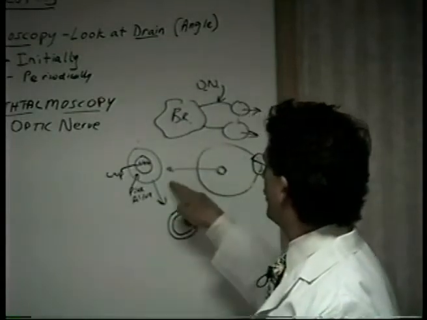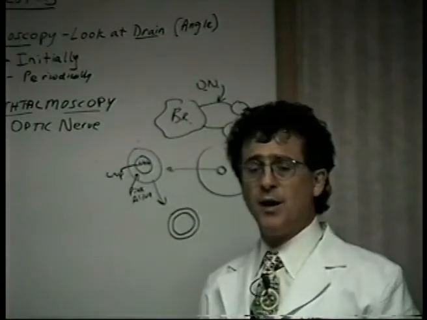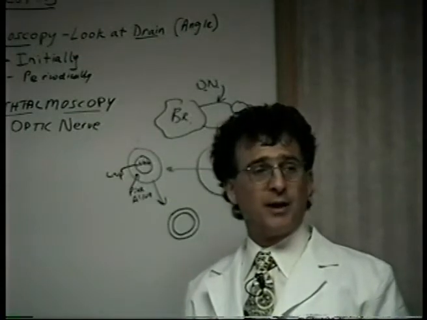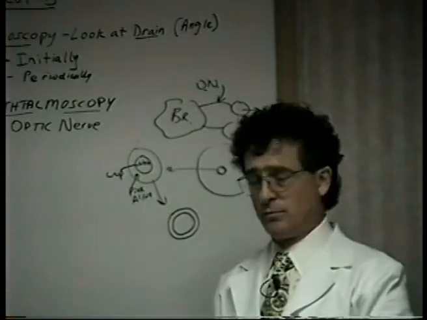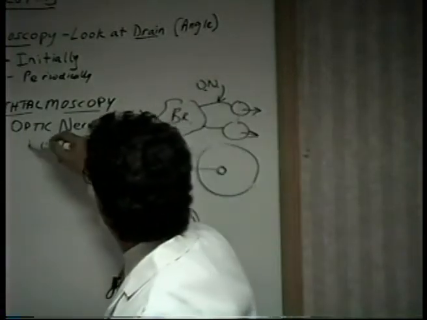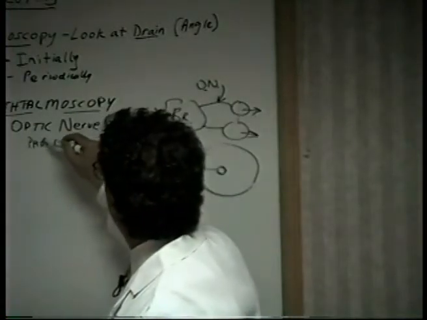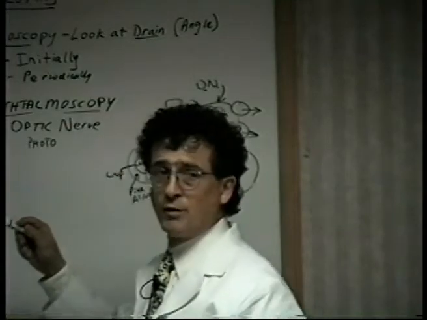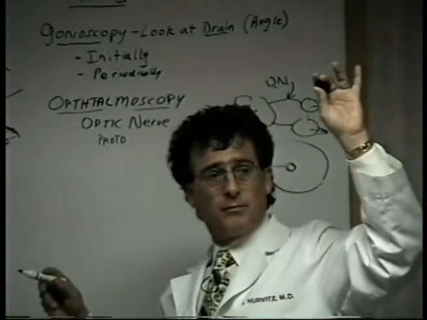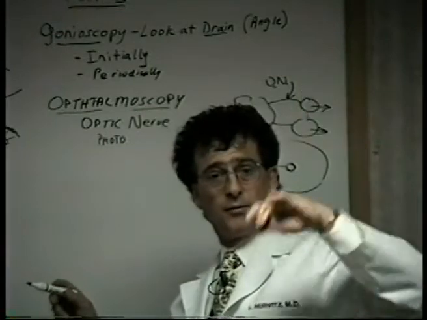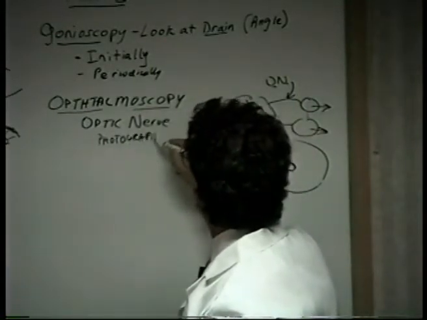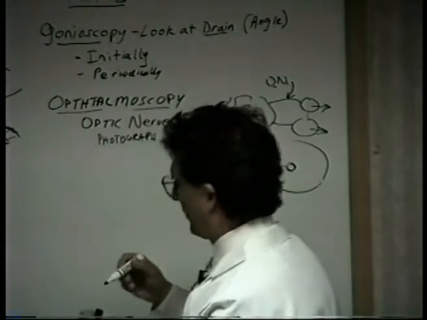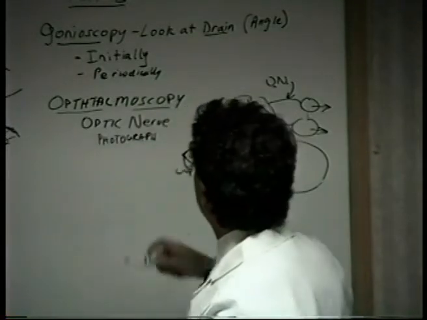So we're going to look at the optic nerve, and how do we get a good idea of what it looked like last year? What would be a good way to know what it looked like? Take a picture. Photograph it. How many of you have had a photograph of your optic nerve? Only one of you. Okay. It's a good idea that people have this because it's better. And there's another way to do it. You can draw it.